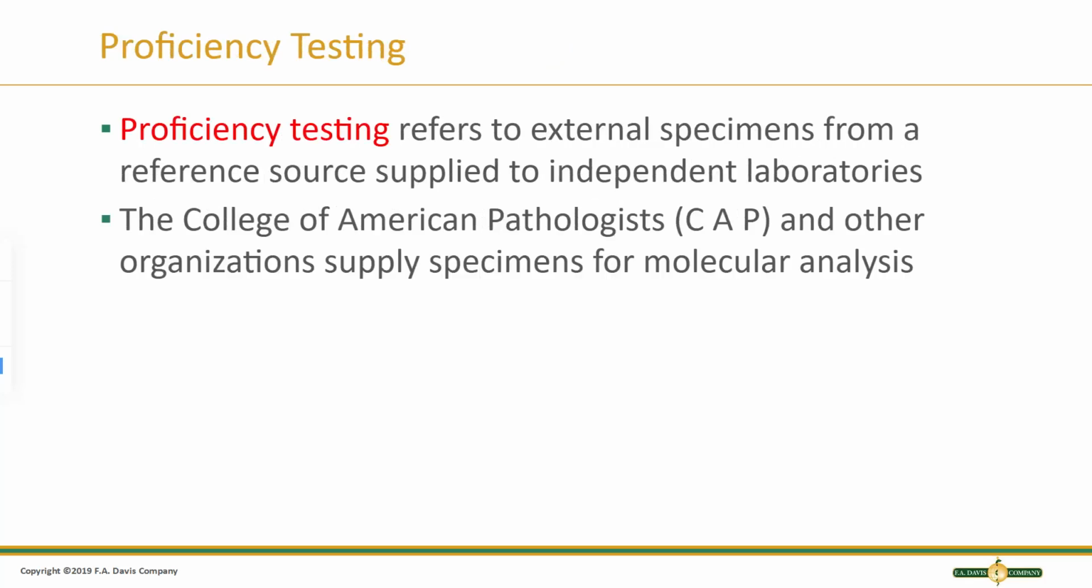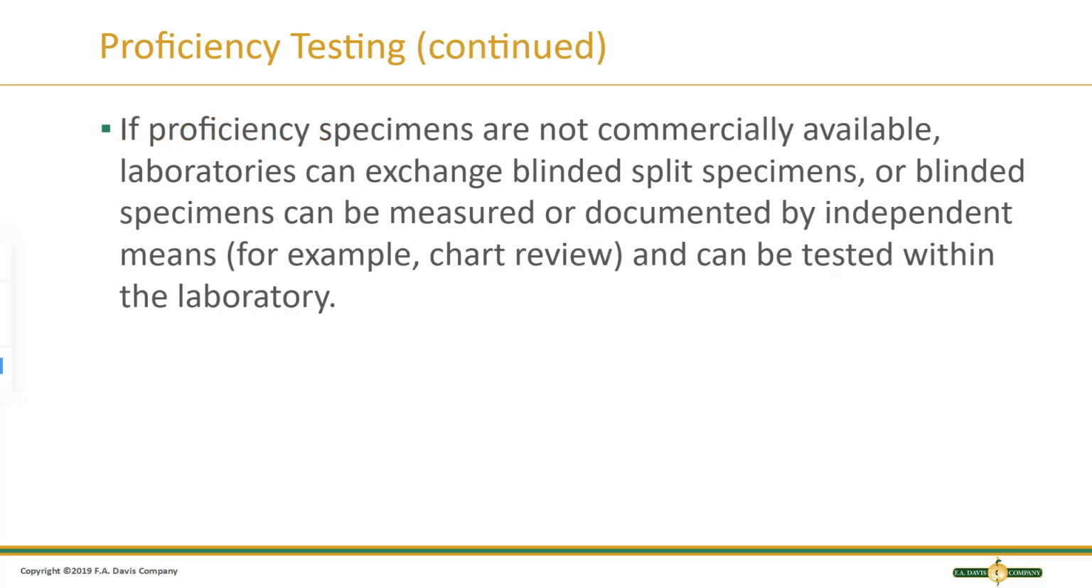Proficiency testing refers to external specimens from a reference source supplied to independent laboratories. The College of American Pathologists and other organizations supply specimens for molecular analysis. If proficiency specimens are not commercially available, laboratories can exchange blind split specimens, or blinded specimens can be measured or documented by independent means, for example, chart review, and can be tested within the laboratory.